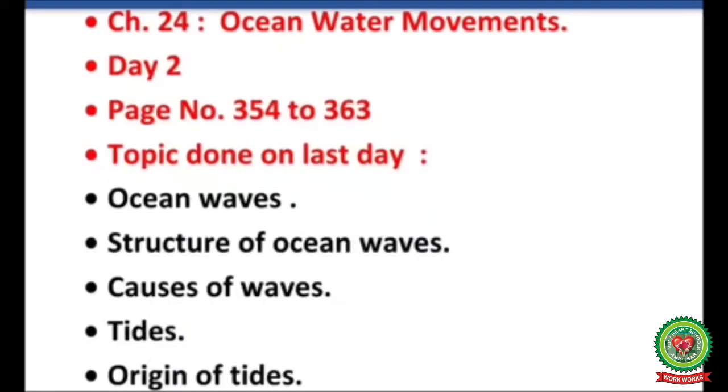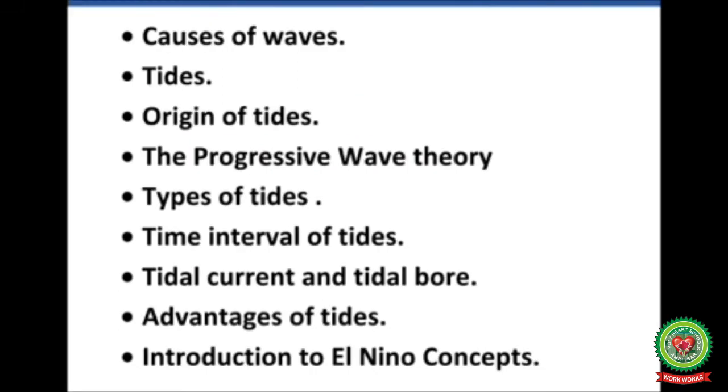Let us see the objectives we have studied in the last class. In the last class, we have studied about ocean waves, structure of ocean waves, causes of waves, tides, origin of tides, the progressive wave theory, types of tides, time interval of tides, tidal current and tidal bore, advantages of tides, and at last we discussed the introduction to the El Nino concepts.